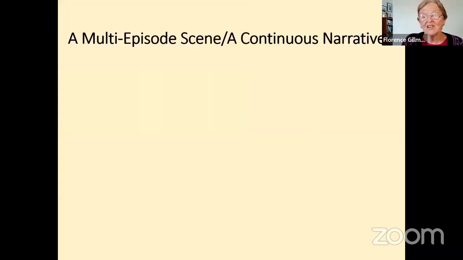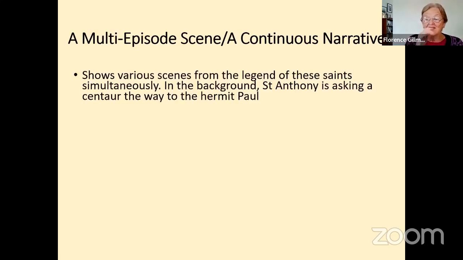This painting is called a continuous narrative or a multi-episode scene. There's lots of these, right? Some art historians point out these are in the days before cartoons, okay? Where instead of a cartoon strip, you can have a multi-episode scene where much of the story is told, or a continuous narrative. So the scenes that are shown here simultaneously are the following. So we're going to see Anthony asking a centaur how to find Paul.